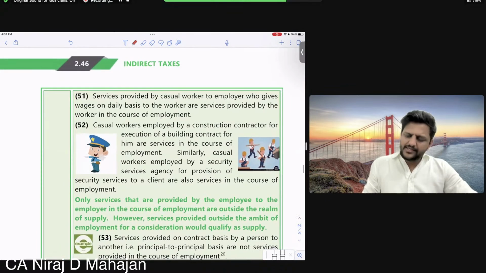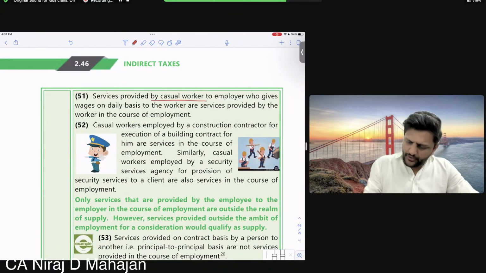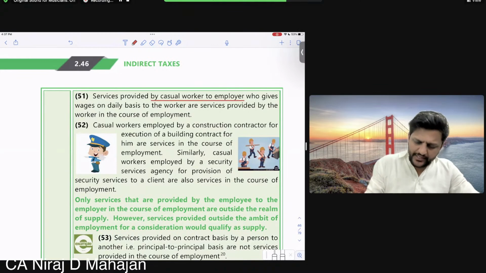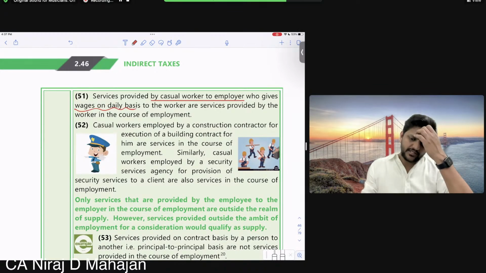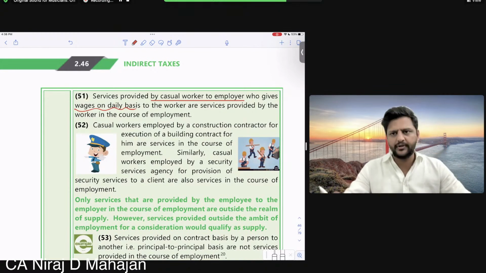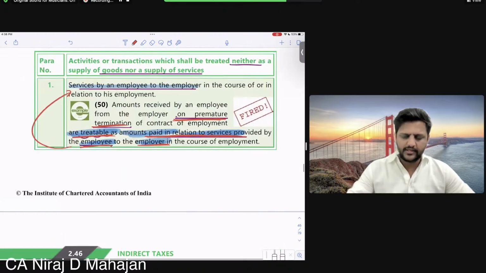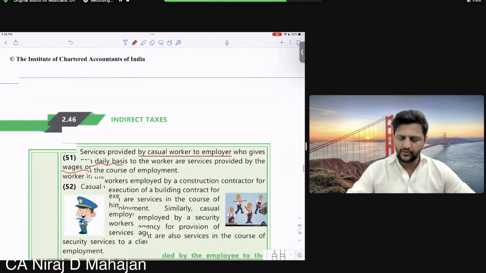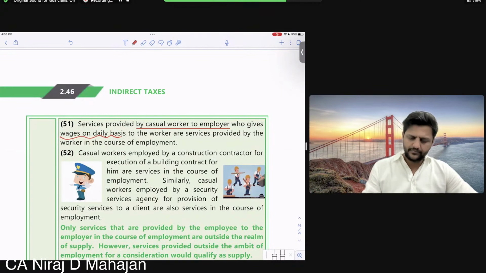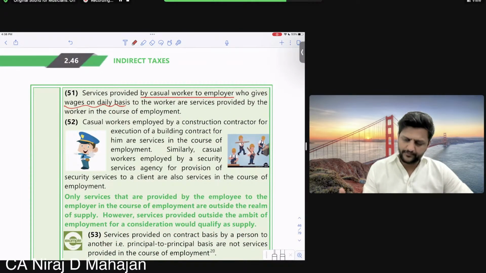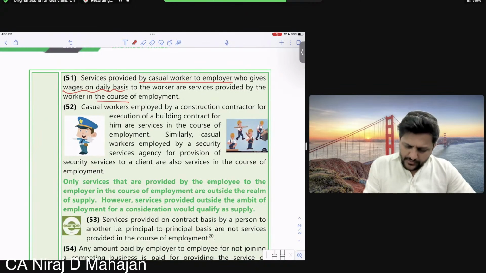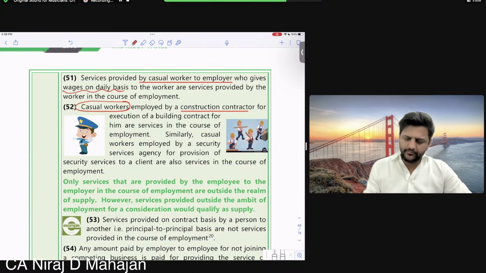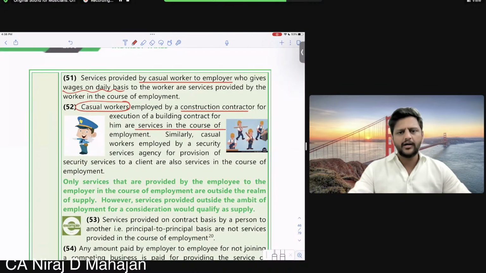Then, services provided by casual worker to employer who gives wages on daily basis to the worker are services provided by worker in the course of employment. Okay? So even if there is no proper contract of employment, even on daily wages, if the amount is paid, it is to be considered as in the course of employment. Clear? So keep these examples in mind, very, very important.